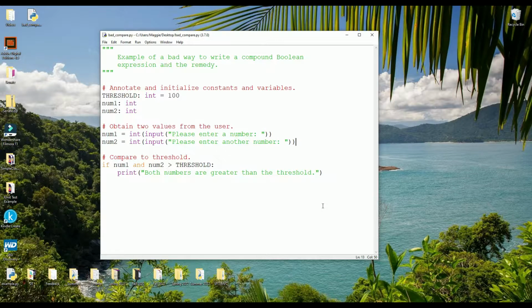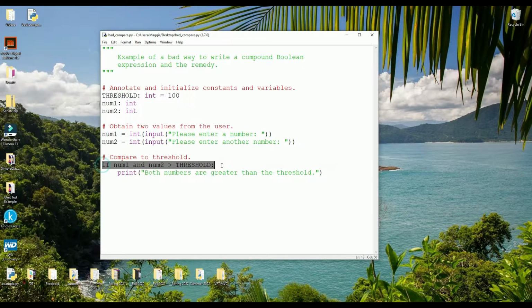This video is based on an error that I see frequently in my beginning programming classes, and I have an example here in Python. Suppose you are asked to write a program which takes two numbers from the user and just prints a message or tests somehow and does something if both of those numbers meet a certain condition. In this case, if both numbers that are entered are over the threshold of 100, then it should print the message both numbers are greater than the threshold.